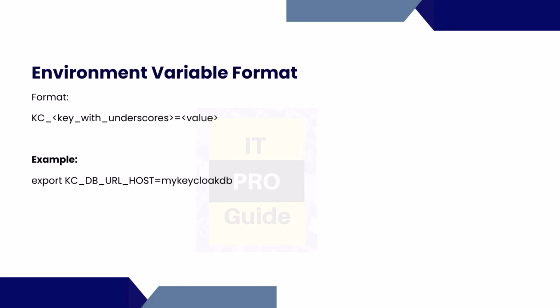Then the environment variable format is the other option to set up the configuration parameters. You set an environment variable in the format KC underscore key with underscores is equal to value. A simple example is given below. For the database URL, you run export, then KC. KC is the namespace. That prefix is the namespace for Keycloak. Then DB URL host, then you set the value. So here you are setting the database URL via an environment variable. This is another option to configure other than the command line parameter. You can also use this kind of format to configure Keycloak.